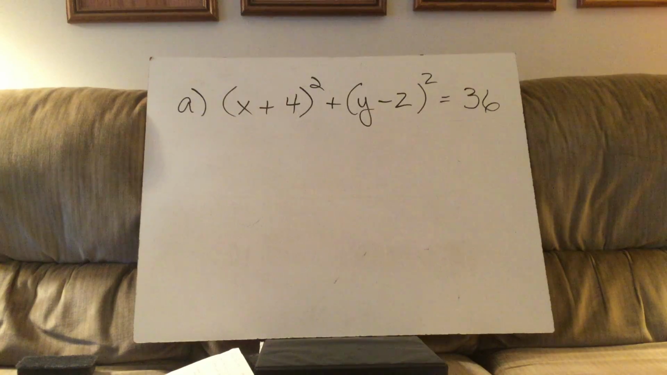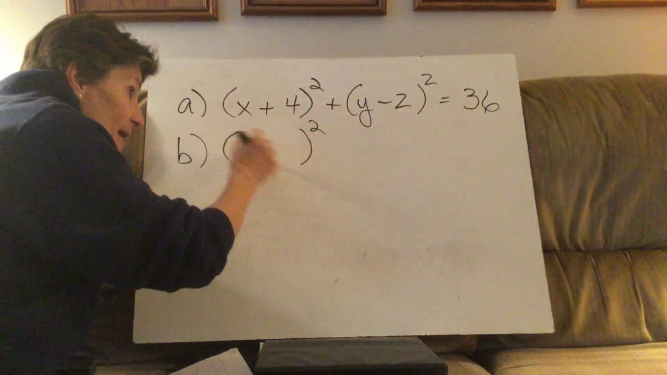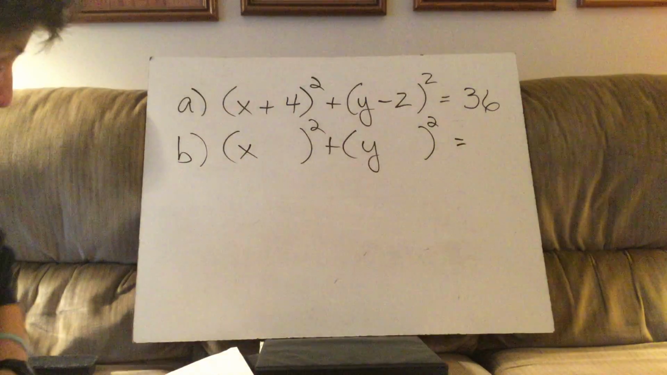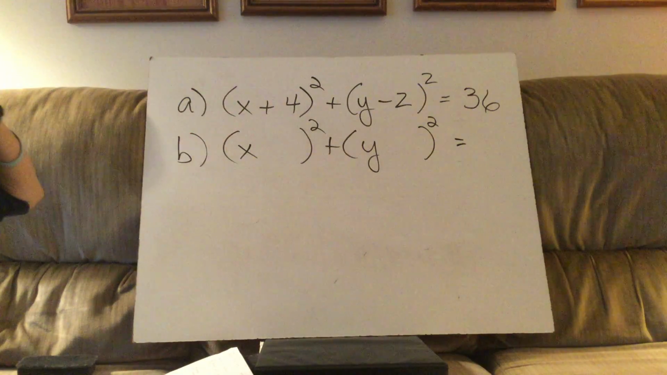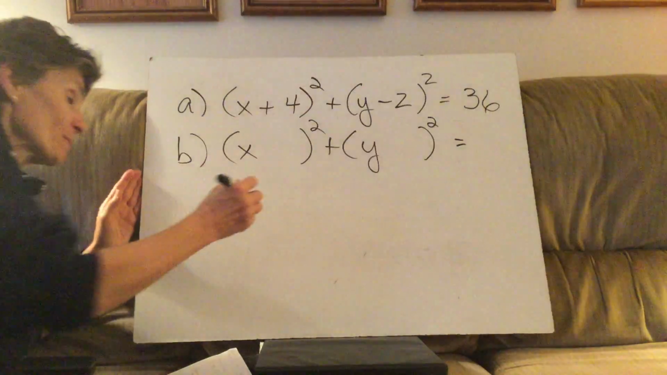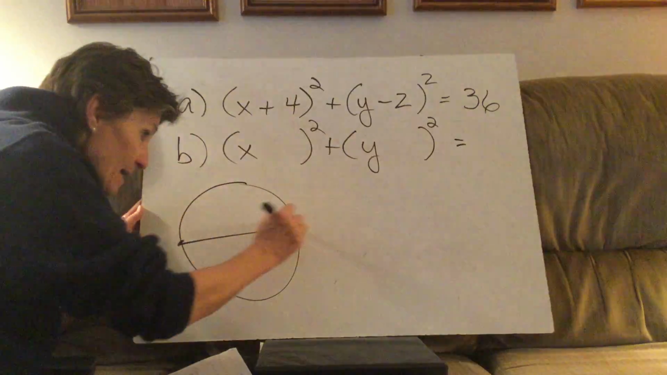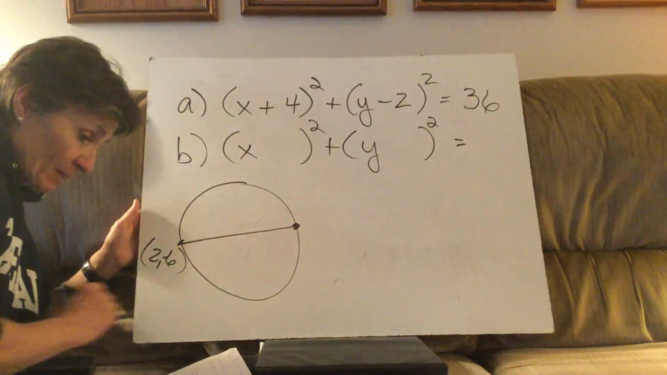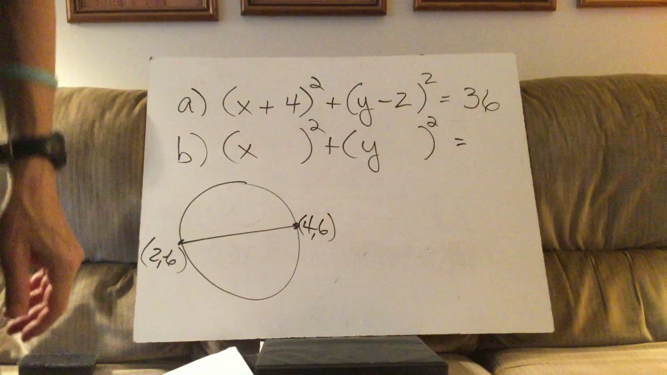Now, B is a little bit tougher than that, although our end result will be the same. We're going to have an x parentheses, a y parentheses, and those are squared and then equal to a number. The difference is they don't tell us anything. In A, we knew the center and the radius, so it was a no-brainer. Here, we're going to have to figure all that out. So we have a circle, and we know that it has a diameter whose endpoints are 2, negative 6, and 4, positive 6. Those are the endpoints of the diameter.